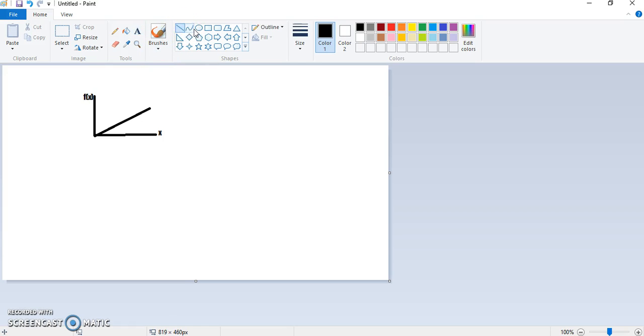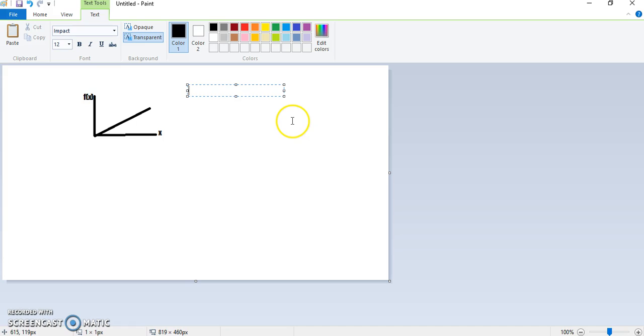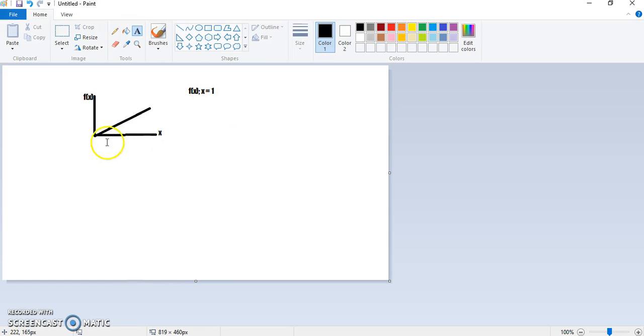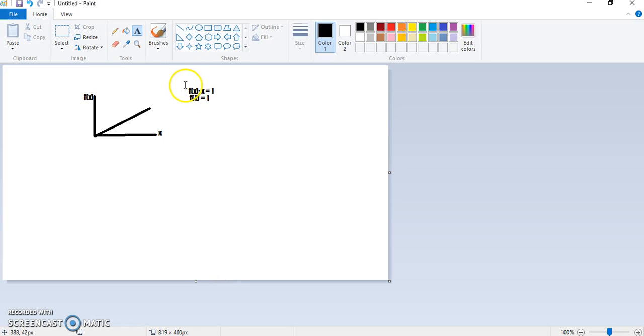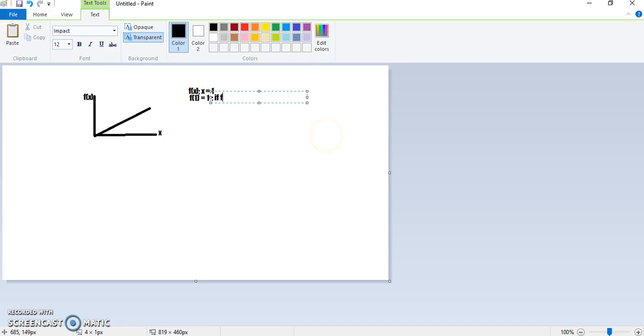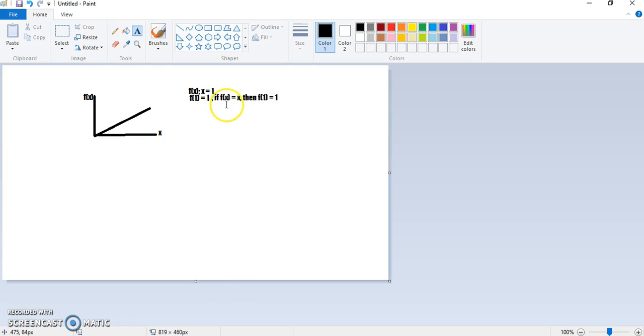So if you want to know what is f(x) of x1, f of 1 is 1. If f(x) equals x, then f(1) is equal to 1, right? If f(x) equals x, then f(1) is equal to 1.